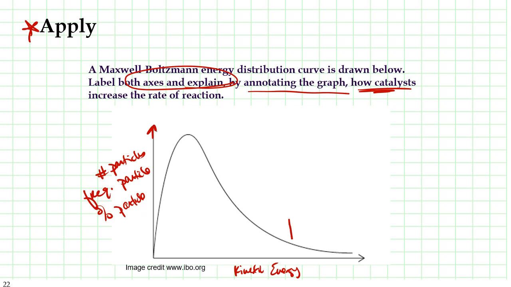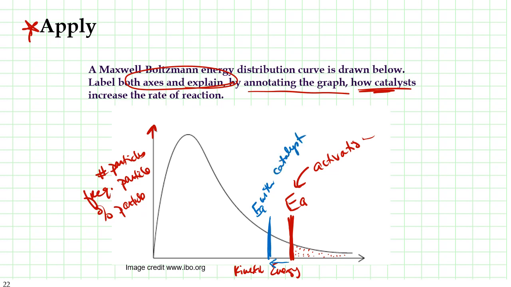I'm going to go ahead and add a line here for my activation energy. So EA is activation energy. That means that these particles are the only ones that have sufficient energy in order for a reaction to occur when they collide. If I add a catalyst, remember that catalysts decrease the activation energy. If this line right here is my regular activation energy, with a catalyst it is going to be lower, less, more to the left. So maybe this is my activation energy with a catalyst.